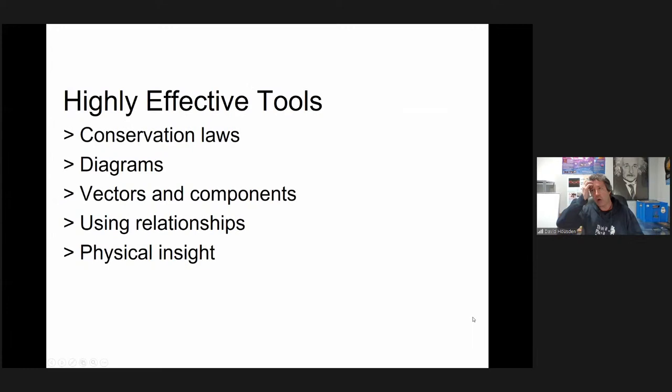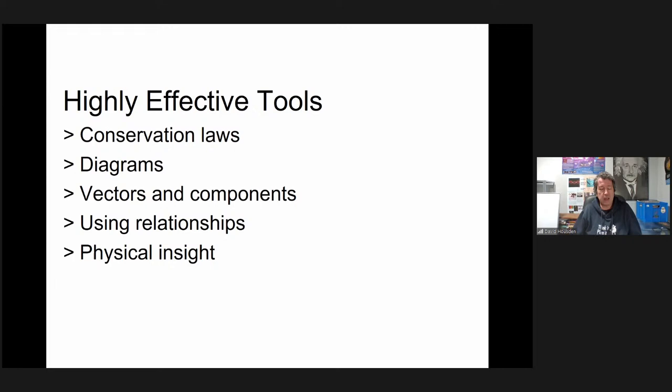So the highly effective tools, conservation laws, it's a fundamental thing to physics. It's what makes physics different from a lot of other things. We have conserved quantities such as energy, charge, mass, momentum, angular momentum. The use of diagrams, very, very powerful. Lots of diagrams were given to you. These could be force diagrams. They could be motion graphs. They could be lots of different sort of diagrams.